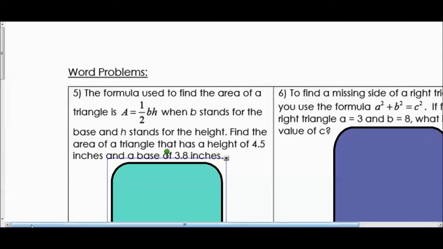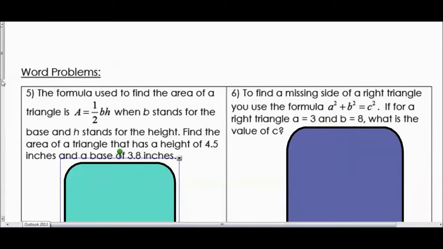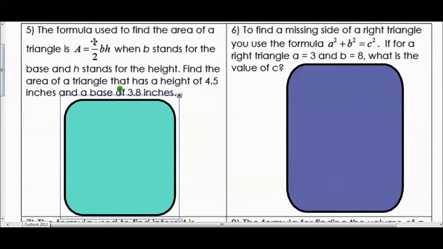We're going to start off with the formula used to find the area of a triangle as 1/2 base times height when B stands for the base and H stands for the height. Find the area of a triangle that has a height of 4.5 and a base of 3.8. Make sure you see they flip those around. The B comes first and then the H.